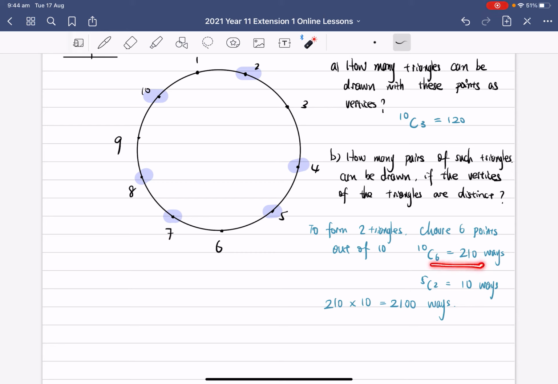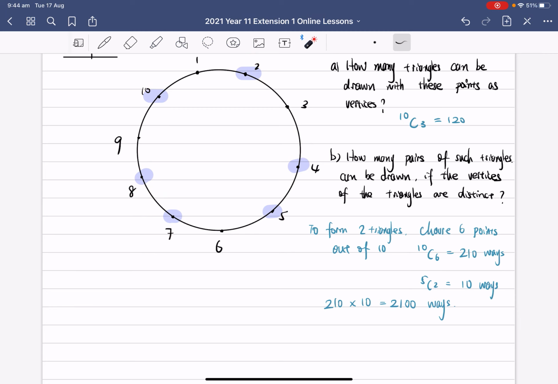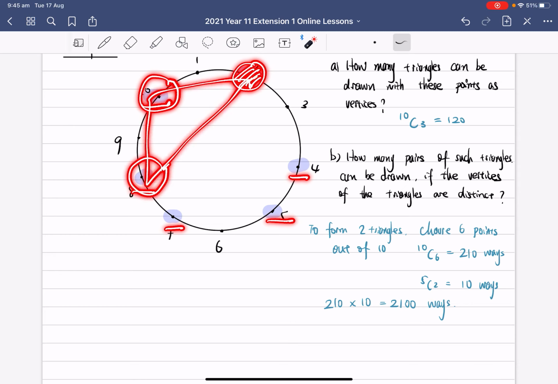After we finish that, we think, within these 6 points, how many different triangles are we going to get. If you pick a random point, how many more points do you need to form a triangle? You need 2 more points, so you can pick any 2 points from the 5 points left. Say for example, I pick point 8, point 10 and another point. That forms a triangle, and the remaining 3 points form another triangle. That way we have 10 triangles in total.